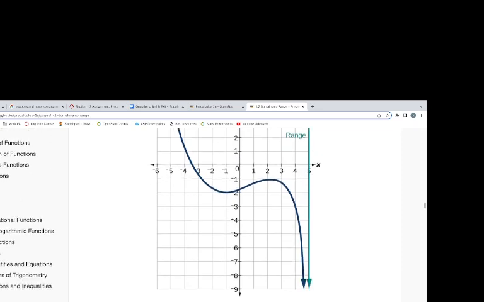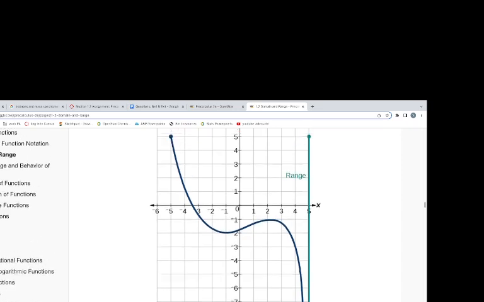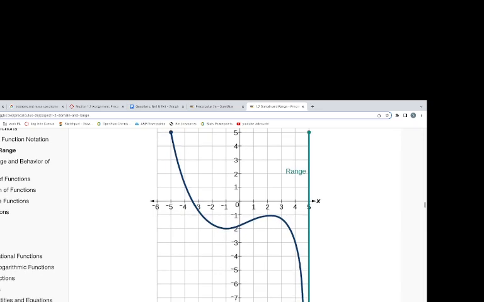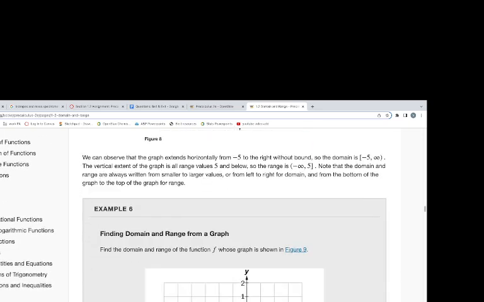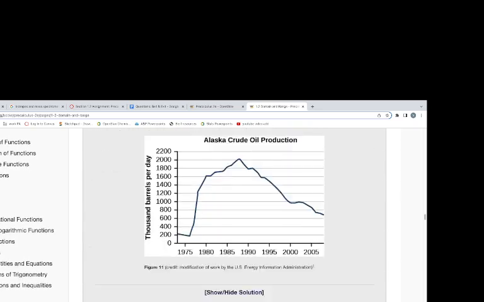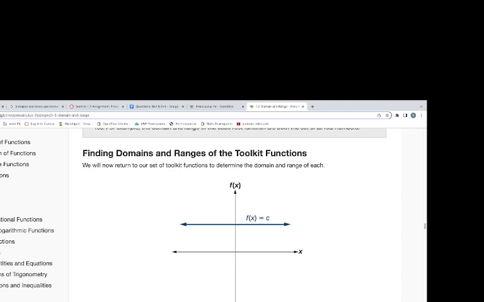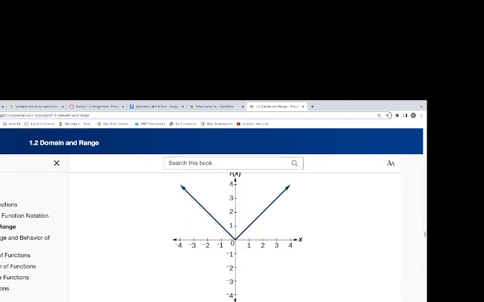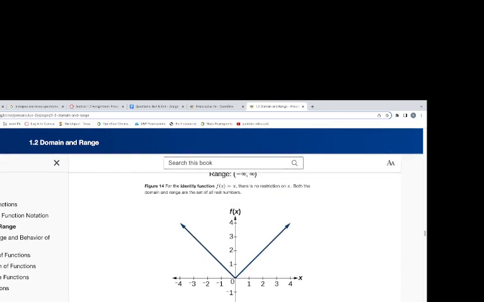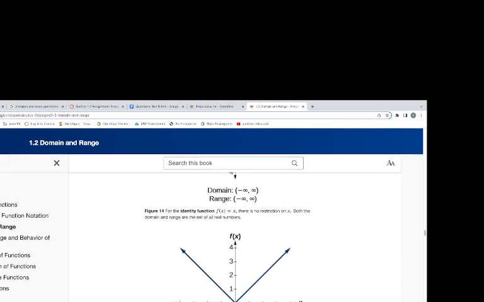For our domain, it is -5 to infinity. Because we can't see the end of the graph, you have to assume that it keeps going until infinity. Looking at graphs makes it a lot easier to see the domain and range. If you're ever confused, you can always put an input value in for the domain and the range to try to help you discover what the actual value is.